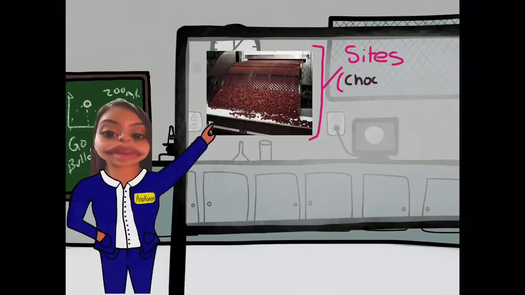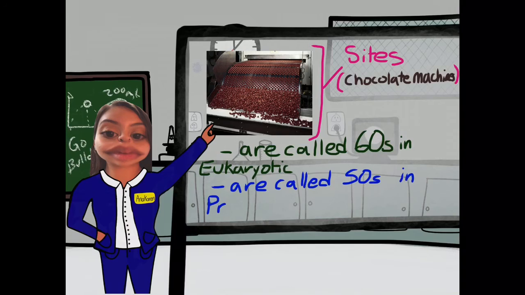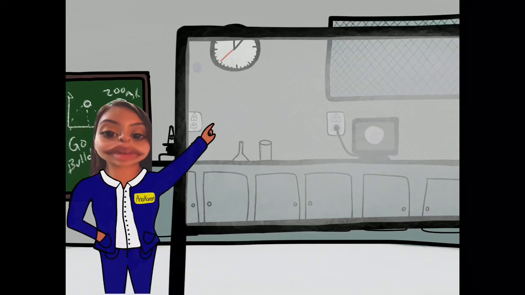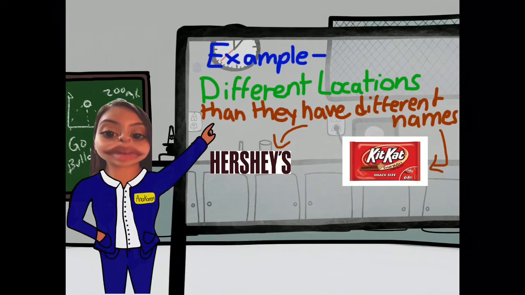The sites are called 60S in eukaryotic cells and 50S in prokaryotic cells. S stands for Svedberg unit, which is the name of the scientist who helped create it. For example, if the factories were found in 2 different locations, they would have different names, such as Hershey's and Kit Kats, depending on the person who owns the company.